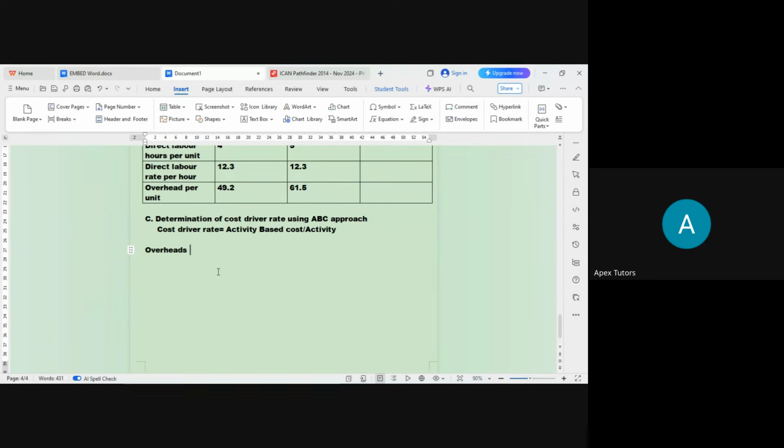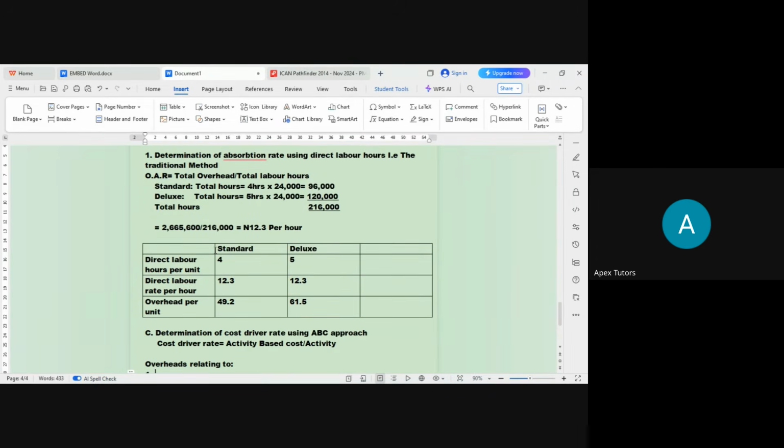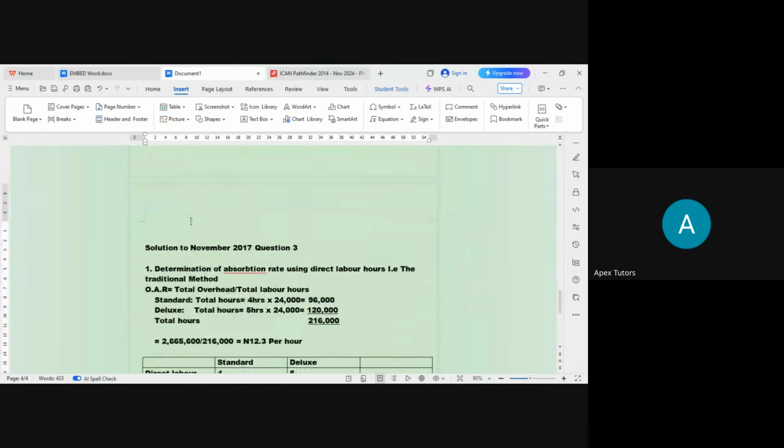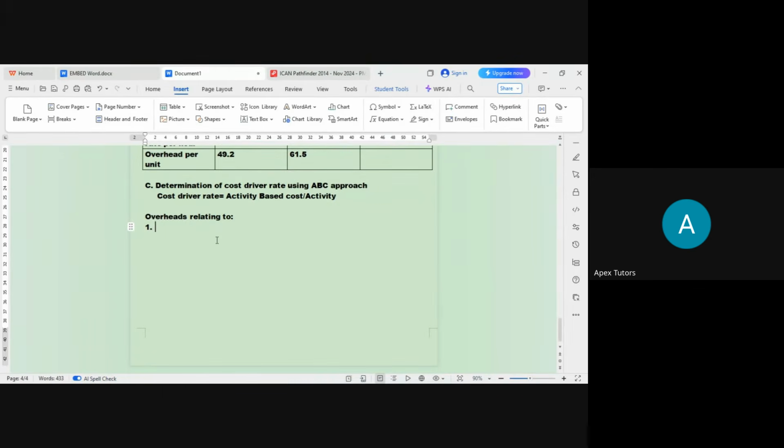Overheads relating to, let me put a colon here. The first activity we have in the question is setup. So overhead relating to setup costs.